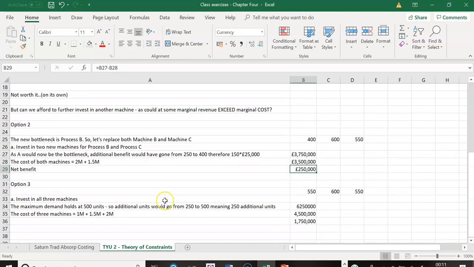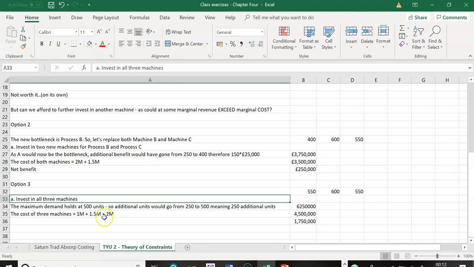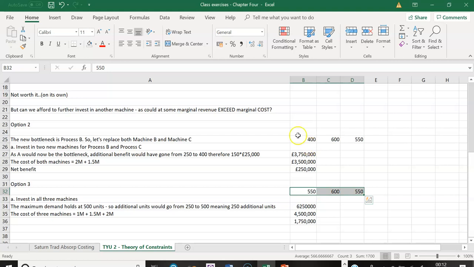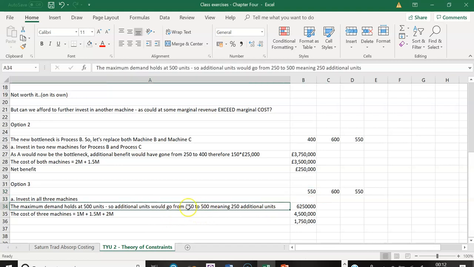And then finally, we have the option of just buying all three machines. If we buy all three machines, then we have this scenario. They tell us that machine A can produce 550 as well, but demand is 500, so it's good to watch out for that. If demand is only 500, you will definitely have machines with spare capacity. So the maximum demand holds at 500 units, so additional units will go from 250 to 500, meaning you have 250 additional units.